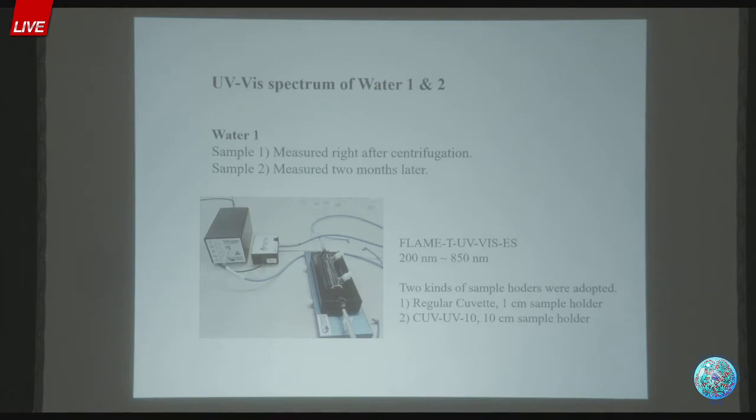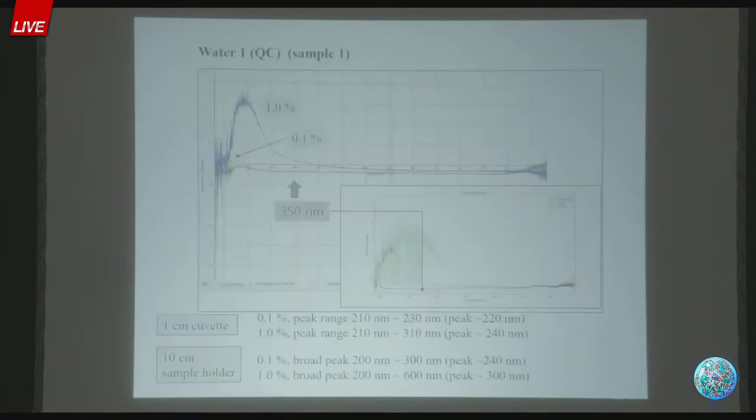The first one is a regular cuvette, a 1 centimeter sample holder, and the other one is a 10 centimeter sample holder, so that the path length is 10 times larger. For the water, 0.1% has a weak peak here, but 1% has a very strong peak around here. So with the 1 centimeter cuvette, the 0.1% peak range is 210 to 230 nanometers, and the 1% is almost the same, a little larger, to 310 nanometers.